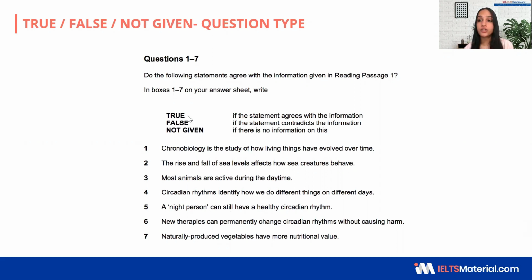So true would mean if the statement agrees with the information given in the passage. False means if the statement contradicts the information. And not given means there's no information on this in your reading passage.